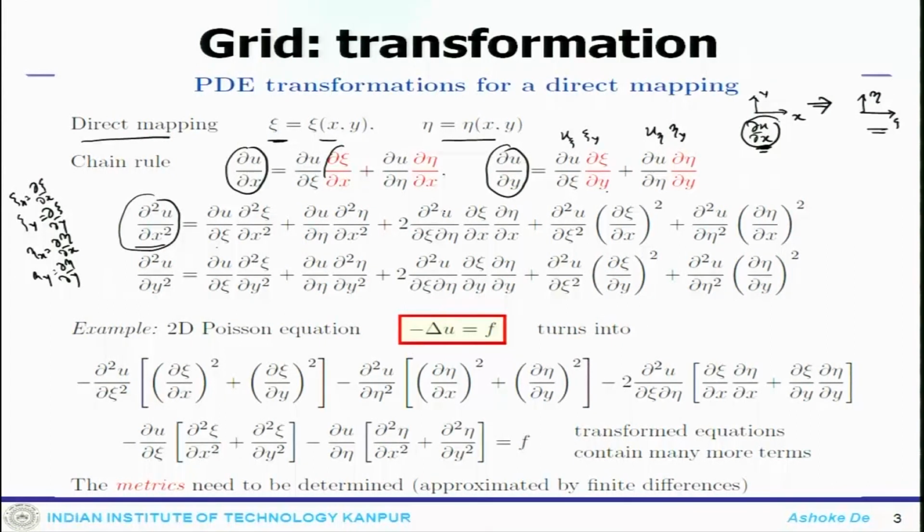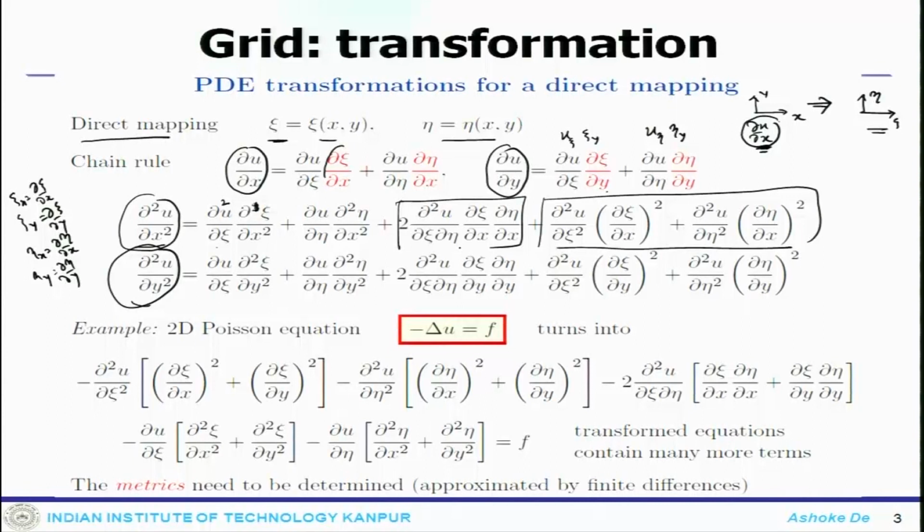So, this is the way you can find it, del xi by del x, del 2 u by... like that. Similarly you can find out del 2 u by del y2, okay, and then you end up getting some cross terms here and here.